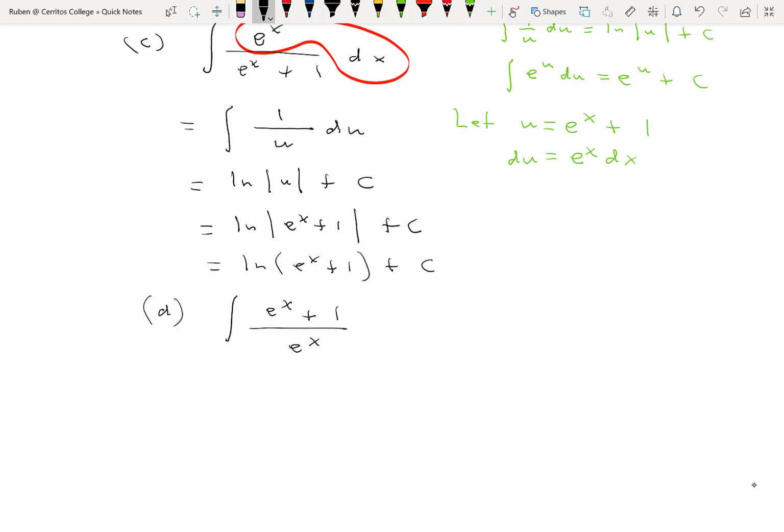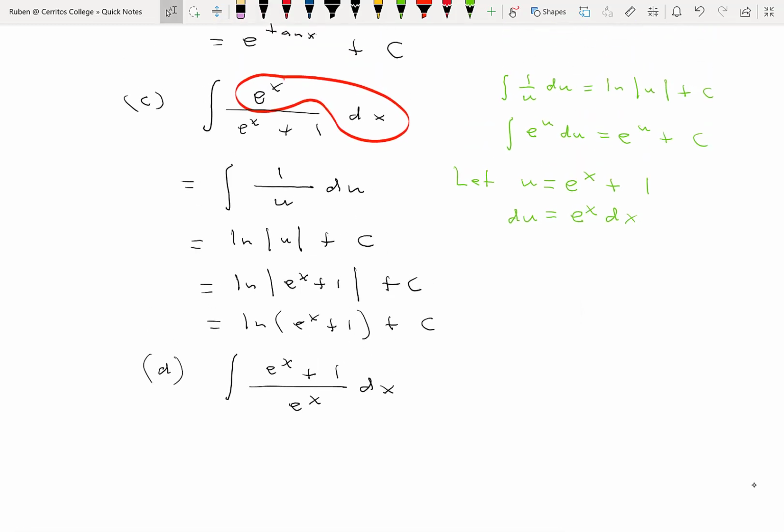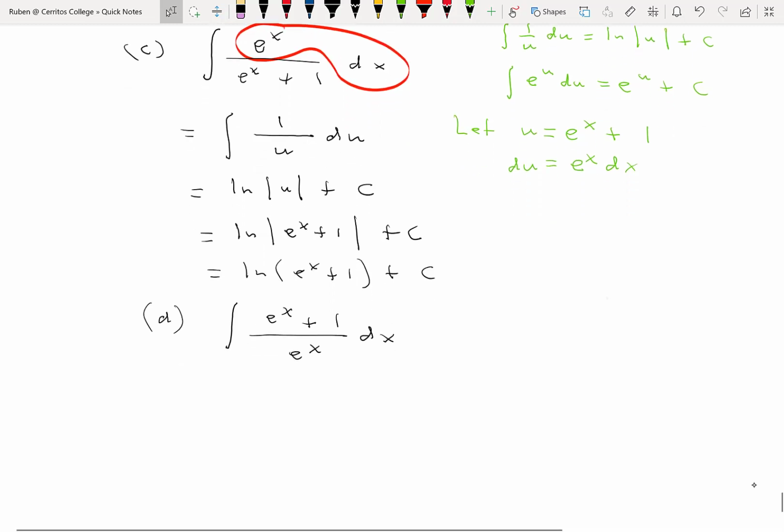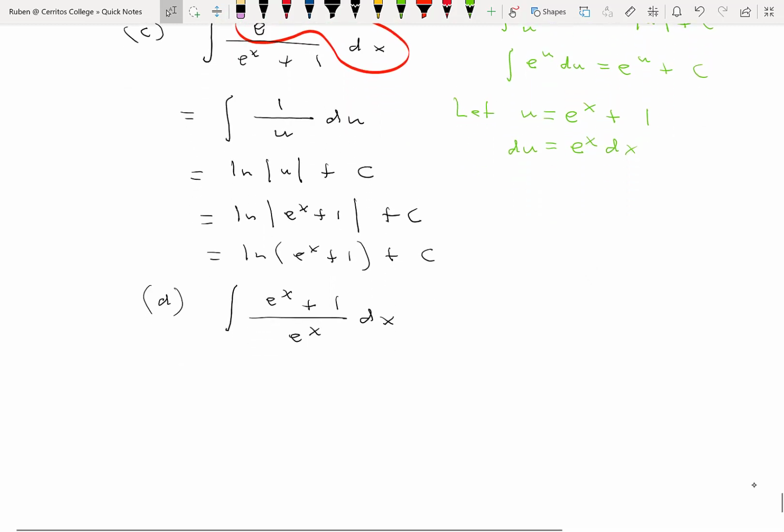So here's our last problem. I want the integral of a very similar looking function. I want the integral of the reciprocal of the last function, e to the x plus 1 over e to the x. You can't make the same u substitution. You would have u on top, but du on the bottom. You can't have that.